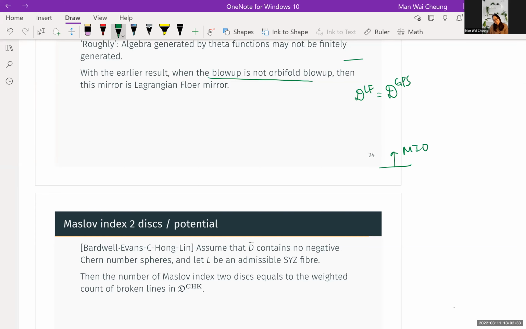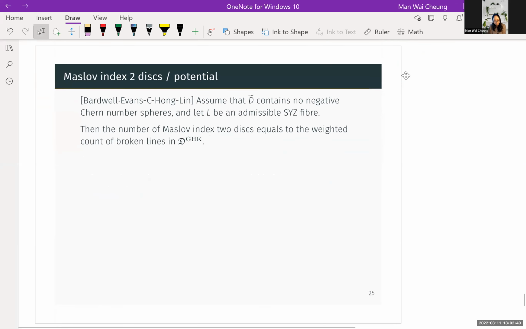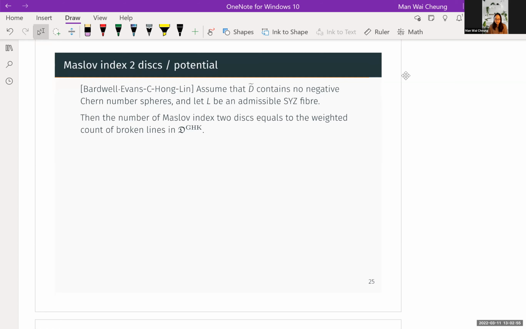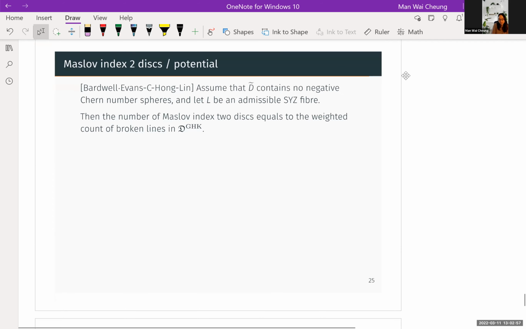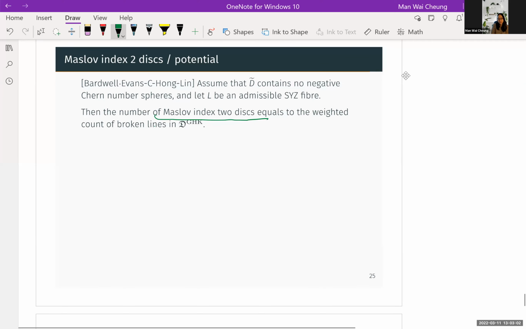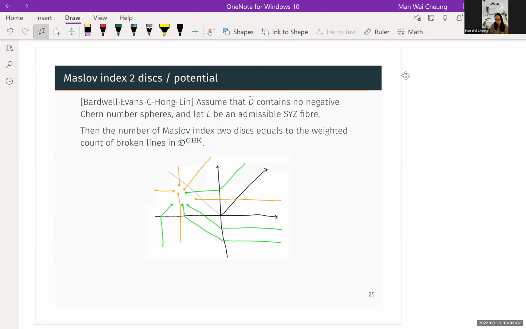So one might ask, how about Maslov index 2 disks? Basically, Maslov index 2 disks, books. I know I'm over time, in 2 minutes I will finish. Assuming that the divisors have no negative Chern number, and L is a admissible SYZ fiber, then the Maslov index 0 disk counting is the same as the weighted count of broken lines in the GHK story. So this is the A2 example that we really like.